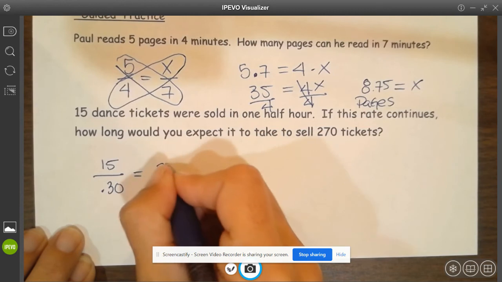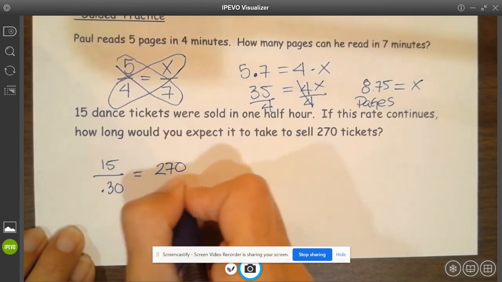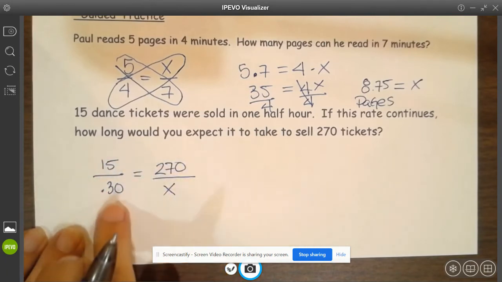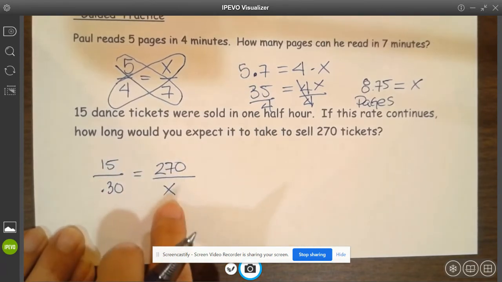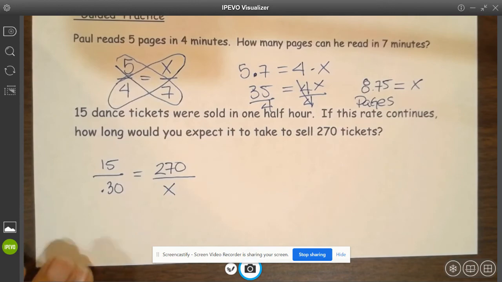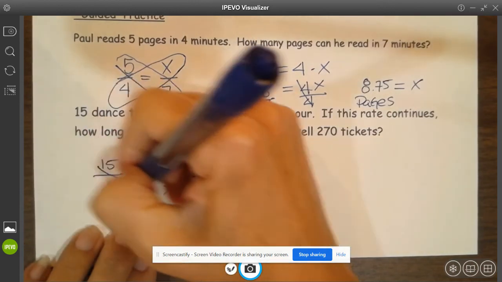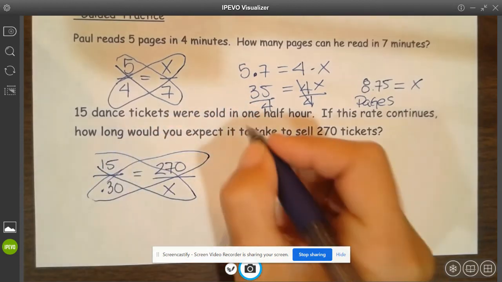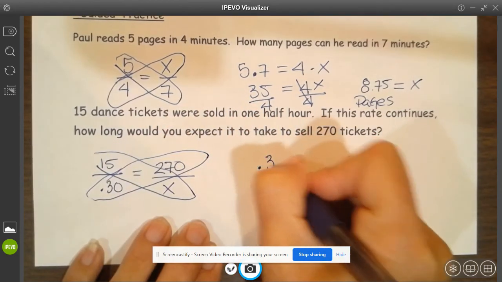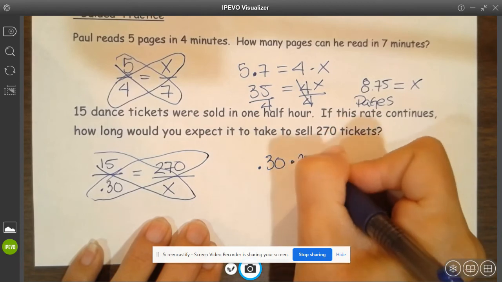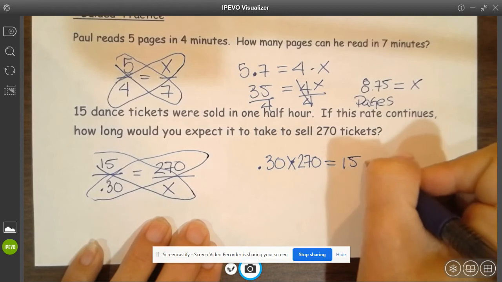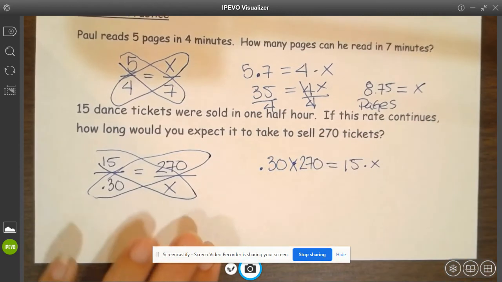So the tickets go up here because these tickets go up there. I put the tickets on the same numerator, right? And this would be time, how long? And then we are using the butterfly method. We first multiply 0.30 times 270, equals 15 times x.